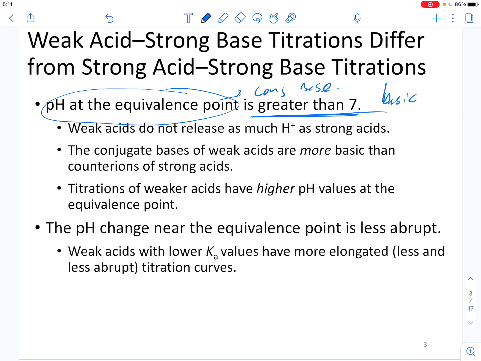Okay, that's why at the equivalence point you are not at 7. If you are titrating an acid, the pH at the equivalence point is going to be higher than 7. It would be basic pH.